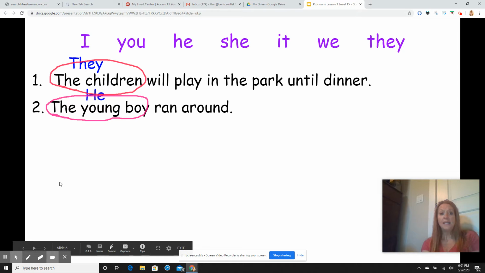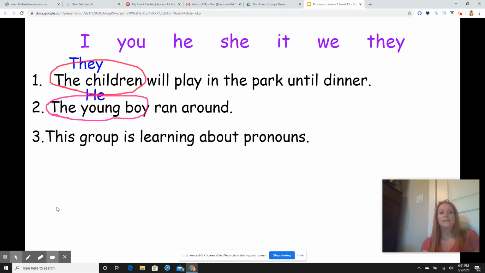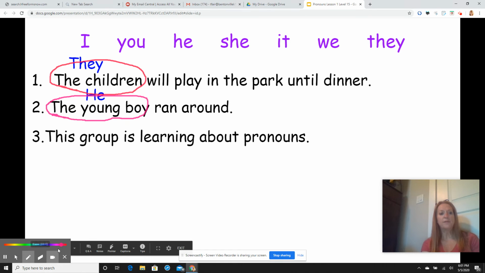That's right. He. He ran around. Okay. Let's look at the next sentence. This group is learning about pronouns. This group. What can we put instead of this group? Okay, this group is the subject part of the sentence.